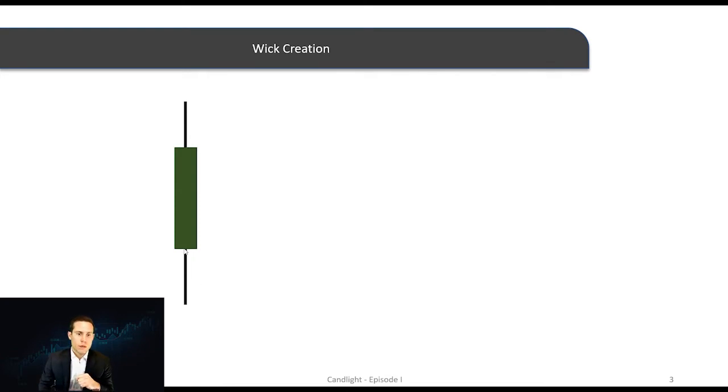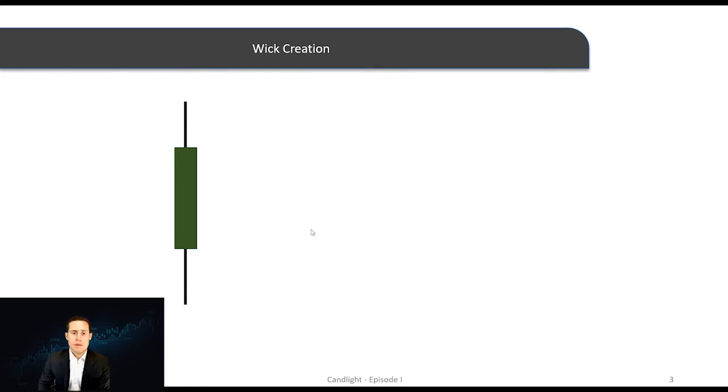Wicks tell you where price was below the open, right here. It was currently falling, then price rallied all the way up to this point, and then fell, and then the end of whatever time period that candle is. And we'll go over time frames in future episodes. And then it closes at exactly that point, you got a green candle.